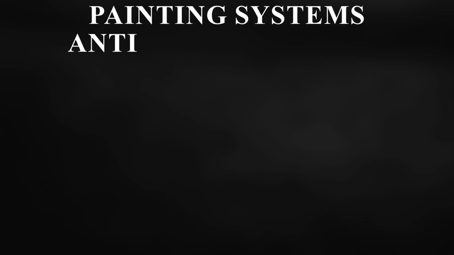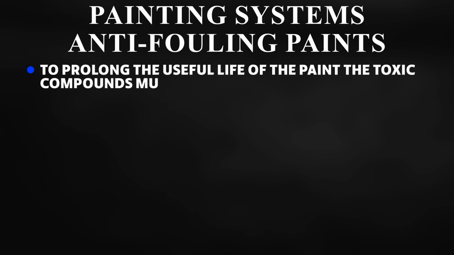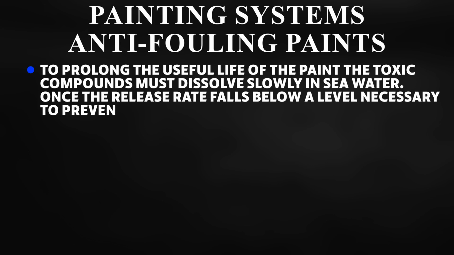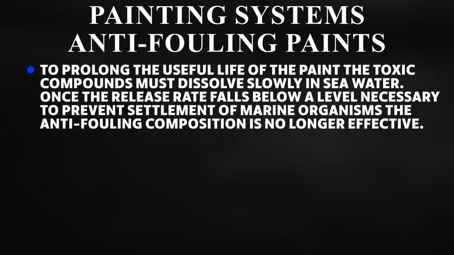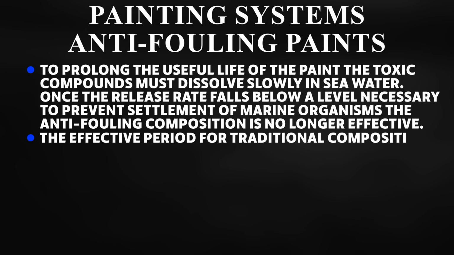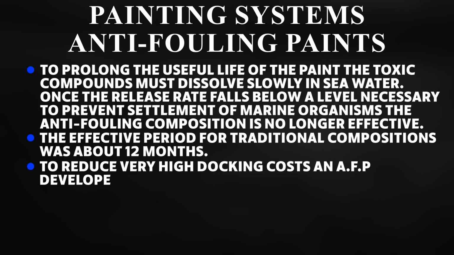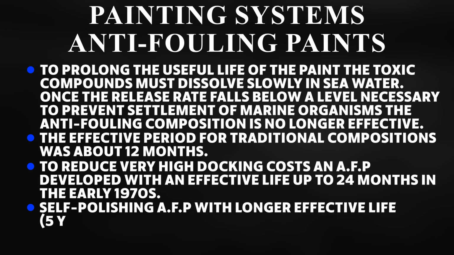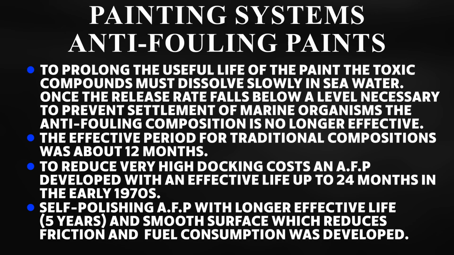Painting systems. Antifouling paints. To prolong the useful life of the paint, the toxic compounds must dissolve slowly in seawater. Once the release rate falls below a level necessary to prevent settlement of marine organisms, the antifouling composition is no longer effective. The effective period for traditional compositions was about 12 months. To reduce very high docking costs, an AFP with an effective life of up to 24 months was developed in the early 1970s. Self-polishing AFP with a longer effective life, 5 years, and a smooth surface, which reduces friction and fuel consumption, was then developed.